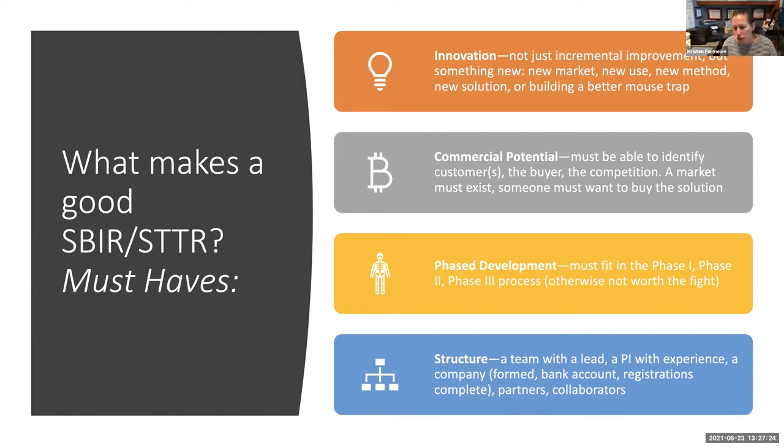And then you need to have a structured team. You need to have structure in place. You need to have a solid team with a principal investigator who has the appropriate experience. You have to have a company formed, and you have to have identified partners and collaborators and experts in the commercial market. So you kind of have to have that structure together. Back in the old days, when we mailed in applications, you did not even have to have the company formed. But now, because everything is done electronically, you're required to have the company formed before you even submit.